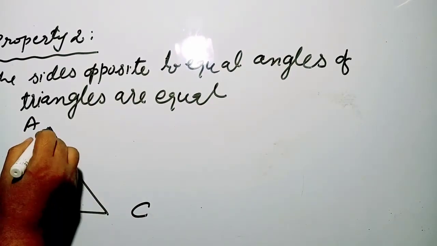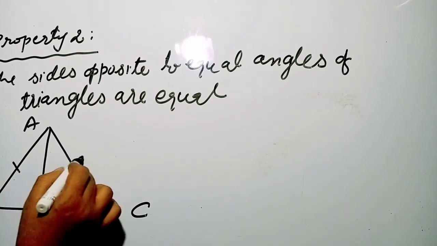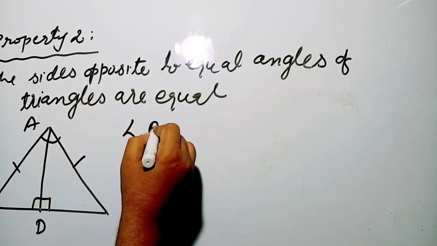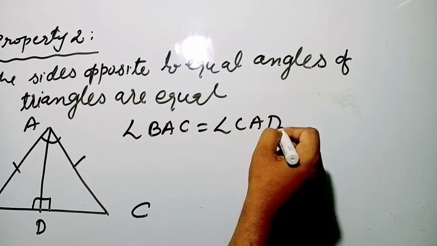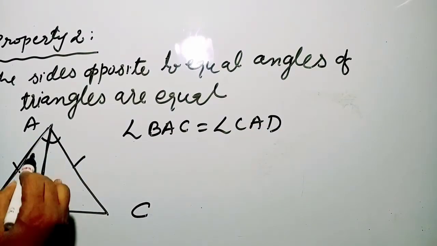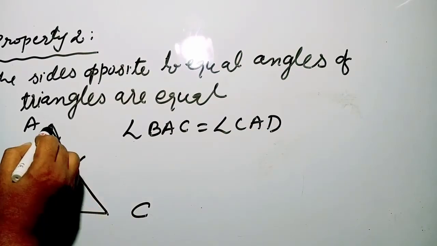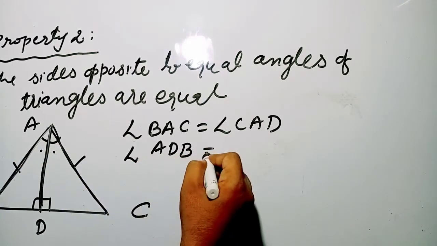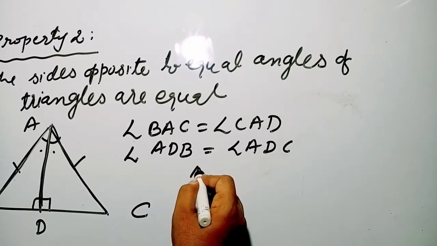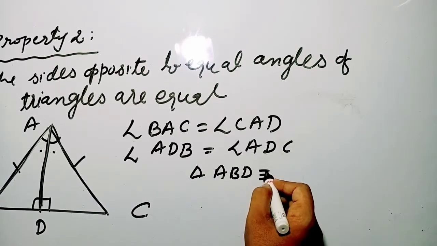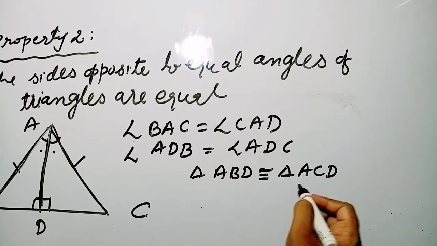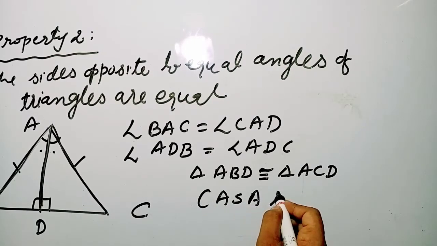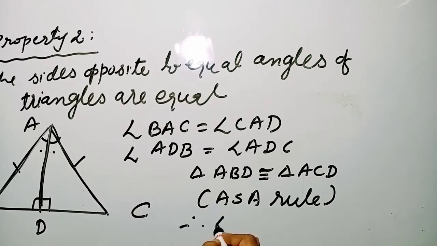Here is triangle ABC, and suppose D is 90 degrees. AB is equal to AC. Here angle BAD is equal to angle CAD. In that case we can write: angle BAD is equal to angle CAD, and angle ADB is equal to angle ADC. So triangle ABD is congruent to triangle ACD by the SAS rule, therefore AB is equal to AC, right students?